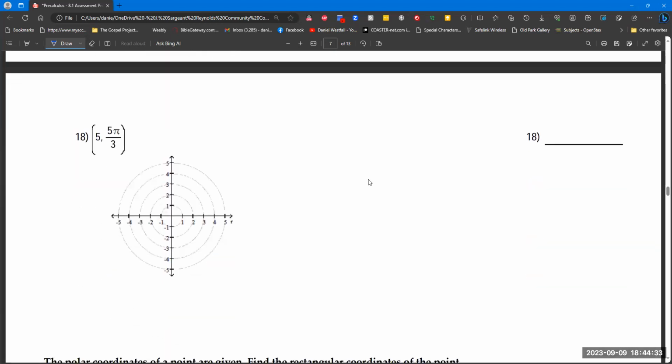We're going to look in the direction of 5 pi over 3, which is pi over 3 away from 2 pi. We're going to go 1, 2, 3, 4, 5. That's down here.